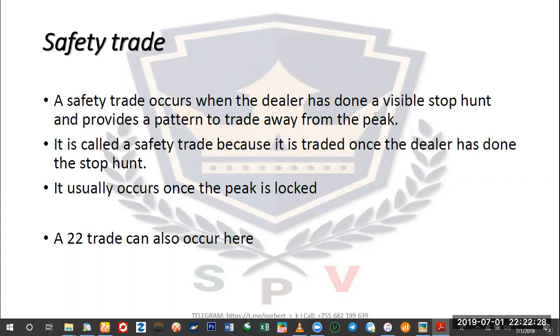The safety trade. The safety trade is called a safety trade because it is safe to take. It is safe because the dealer would offer a good stop hunt and a visible pattern to trade away from the peak.